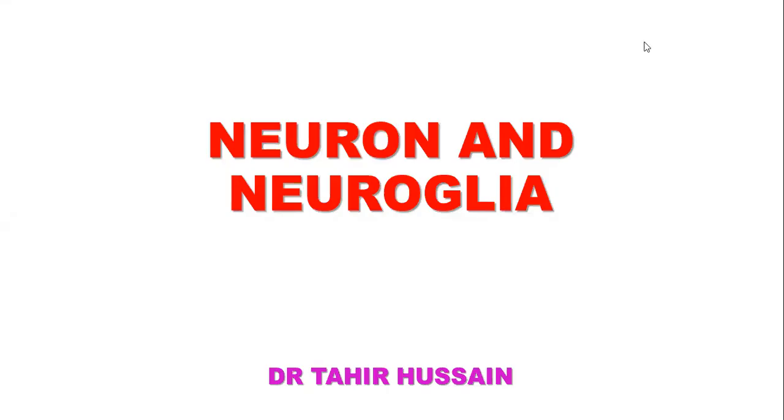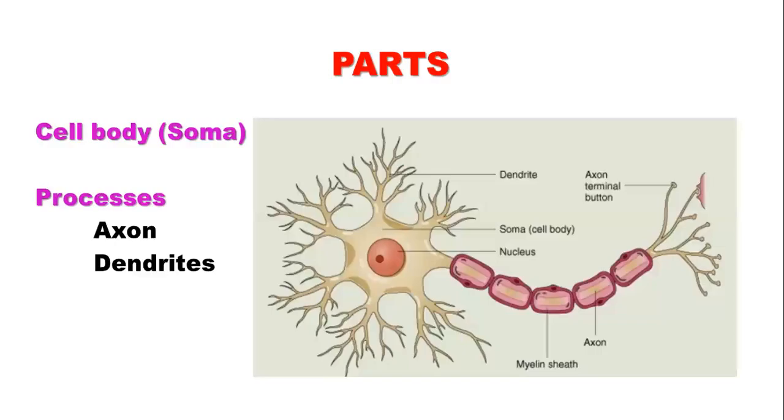Yes, students, now we are going to discuss neuron and neuroglia. Starting with the neuron, what is the definition of neuron? We may say that neuron is the structural and functional unit of the nervous system having the capability of excitability and conductivity and is incapable of dividing. No mitosis occurs in neurons.